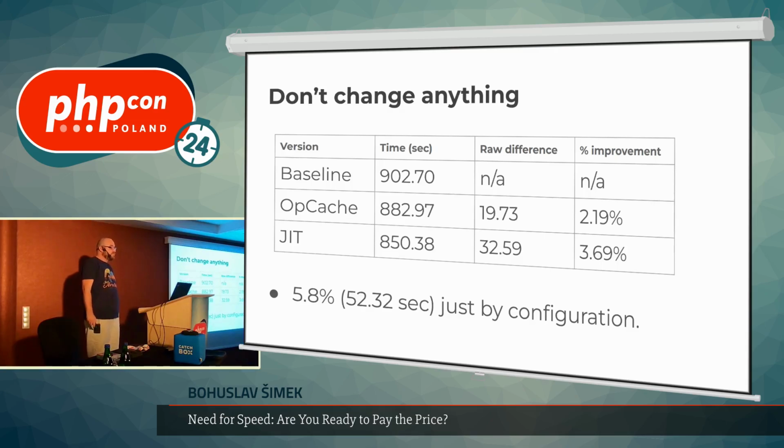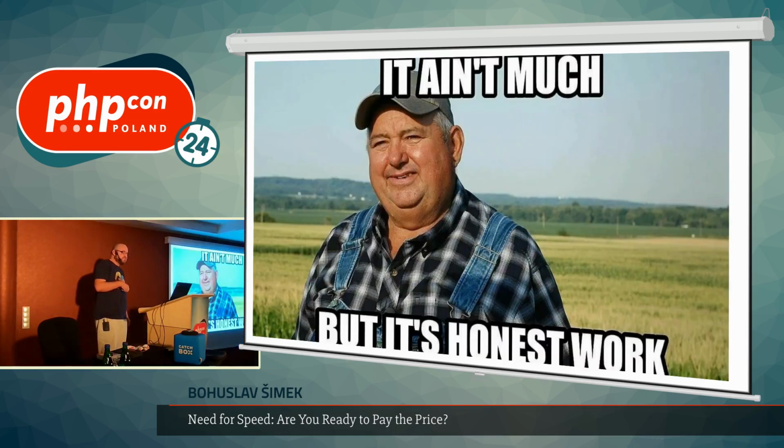So what we will do, because we are running this benchmark from the command line, we kind of forget that the opcache and the JIT engine are not turned on by default. So we will turn them on, and we will actually save around 50 seconds. This is not much, you know, but it's honest work.